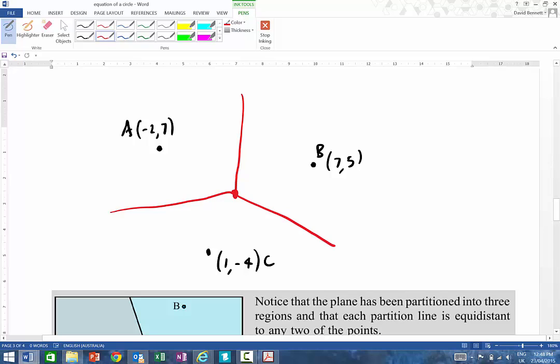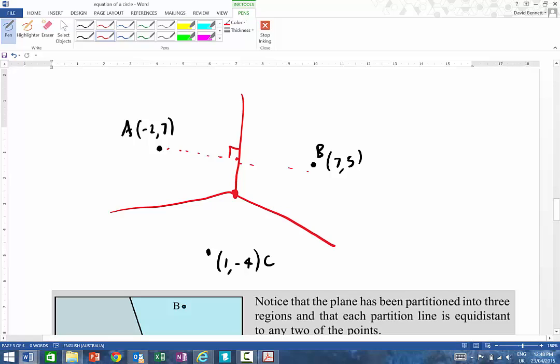So what do I need to do? Well, obviously I need to find the midpoint between A and B, and that will give me the point that fits on the line there. If I find the slope of the line between A and B, then that will give me the slope of this line. We know this one will hit perpendicular to that particular line. And once I know a point and the slope of the line, then I can find the equation of that particular line, can't I?